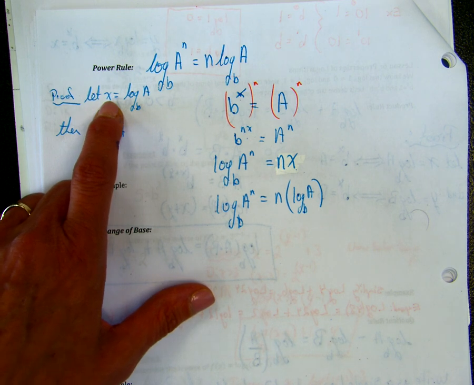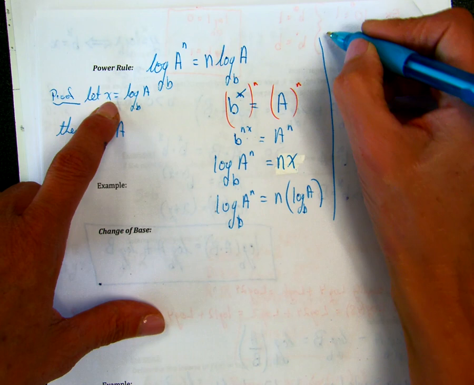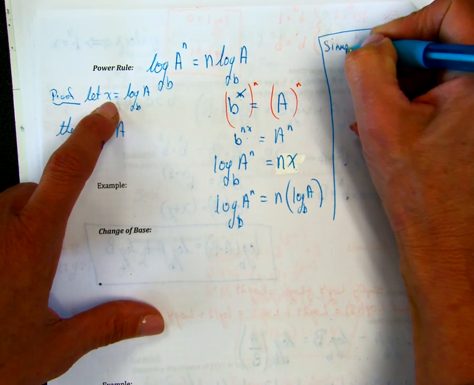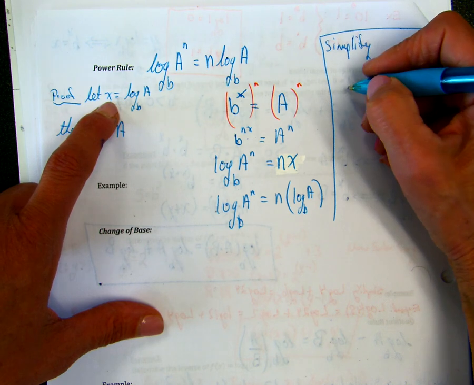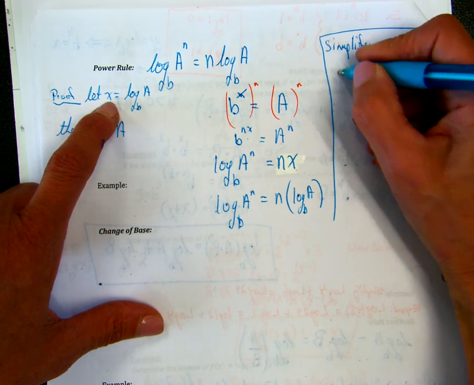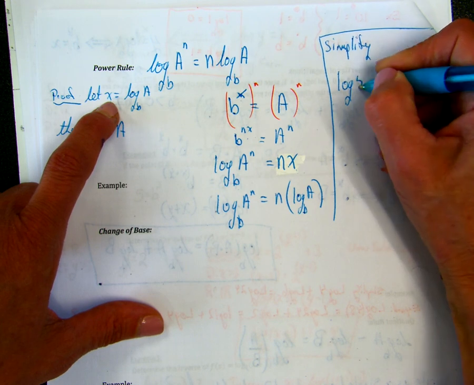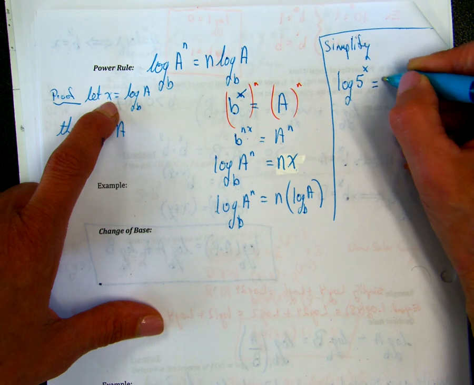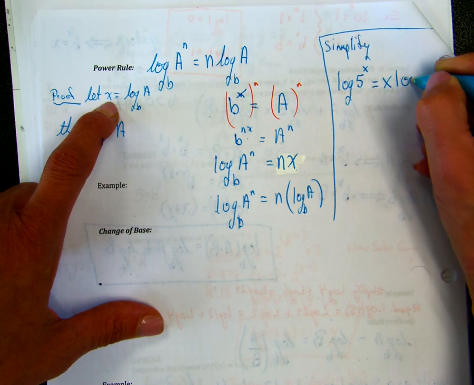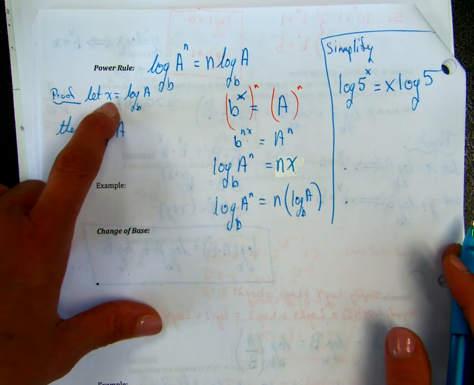So, if I have a question like this, if I need to simplify log to the base 10 of 5 to the power of x, this is the same as x times the log of 5. Log of 5 is just a number.